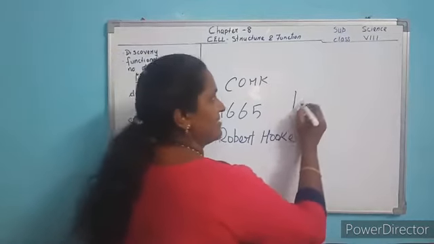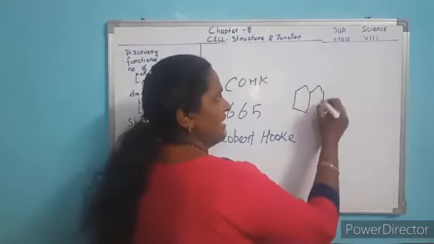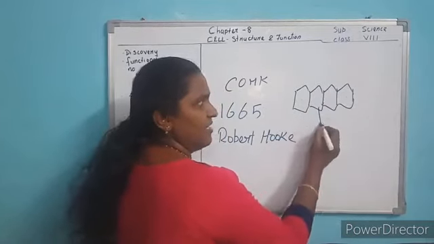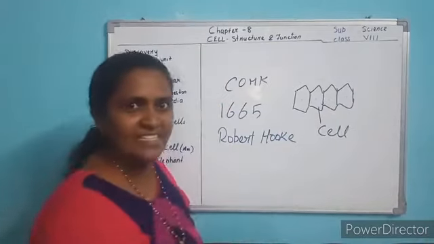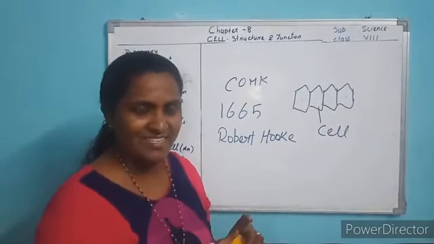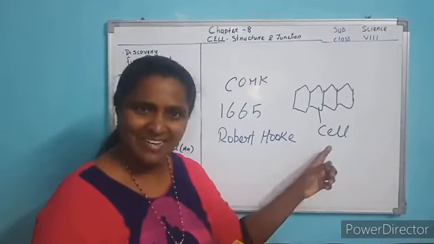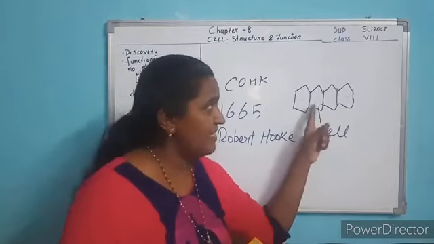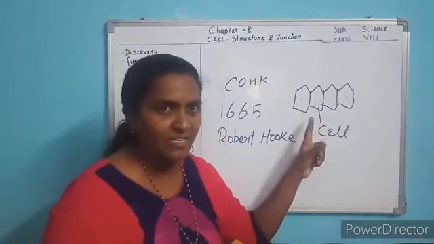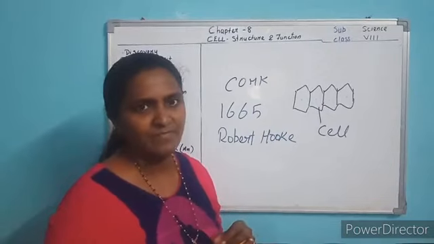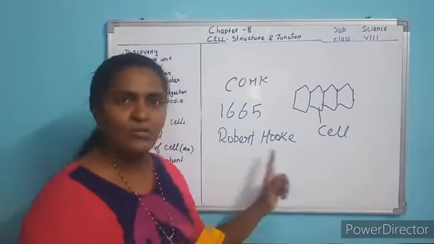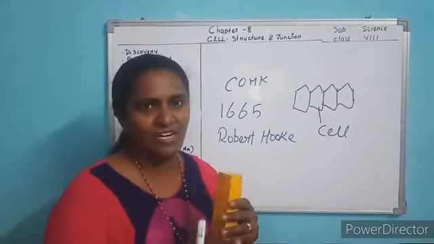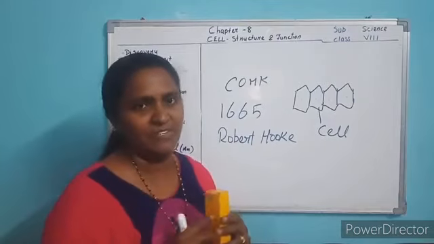He saw a structure like a chamber, and each part, each compartment, he named as a cell. These are a number of cells. So this substance is made up of a number of cells. Each compartment, each room, is called a cell. So who discovered it first? Robert Hooke. This is a non-living cell. The bark of the tree, the outer layer of the tree, is non-living.